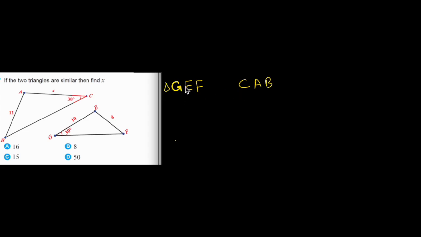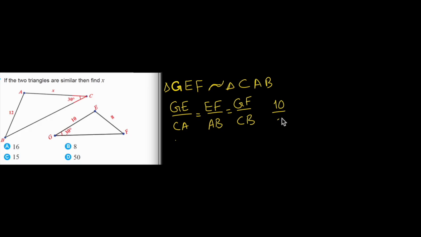Now we have this triangle similar to this one. Now we can write down the sides. As you know, the corresponding sides are proportional. So GE over CA equals EF over AB equals GF over CB. So GE, its length, equals 10 over CA, which equals X. This equals EF, which is 8, over AB, which equals 12.